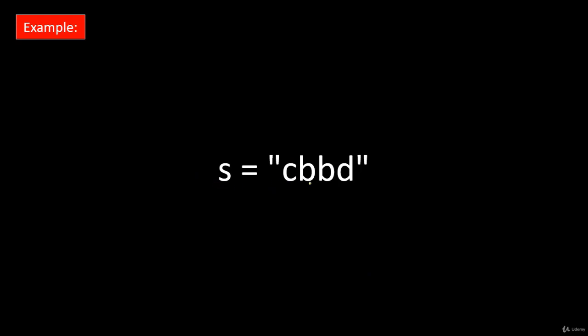If you're given S equals to CBBD, in this case the longest palindromic substring is BB. BB reads the same forward as backward. So for this given input we have to return BB. If you're given S equals to A, we have only one character and this character reads the same forward as backward. So for this given input we have to return A.